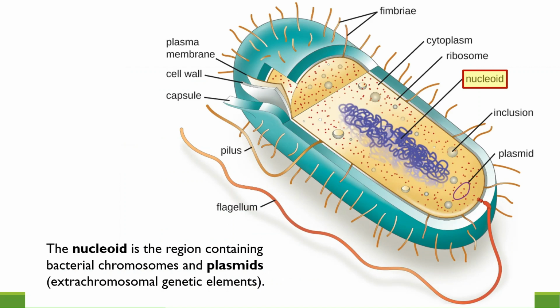All right, let's now discuss the parts of the cell. We've briefly introduced the nucleoid, which is the region containing the bacterial chromosomes, but we also have plasmids, which are what we call extra chromosomal genetic elements. That is to say that they are not a part of the nucleoid, and they are separate or extra little pieces of genetic information, and we'll have more on them later.